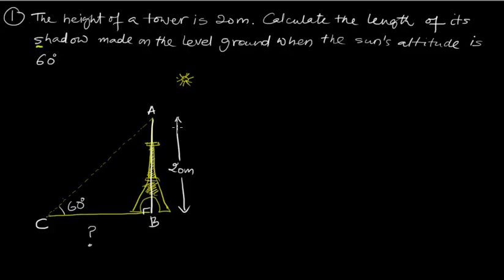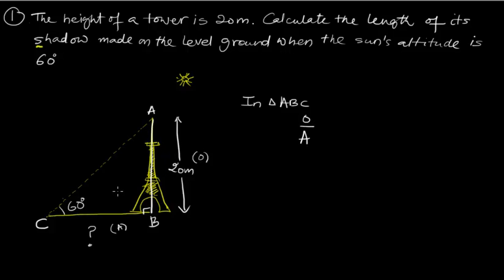So AB, the 60 degree is opposite to it. So now in triangle ABC, this side is called the adjacent side. So opposite divided by adjacent side.